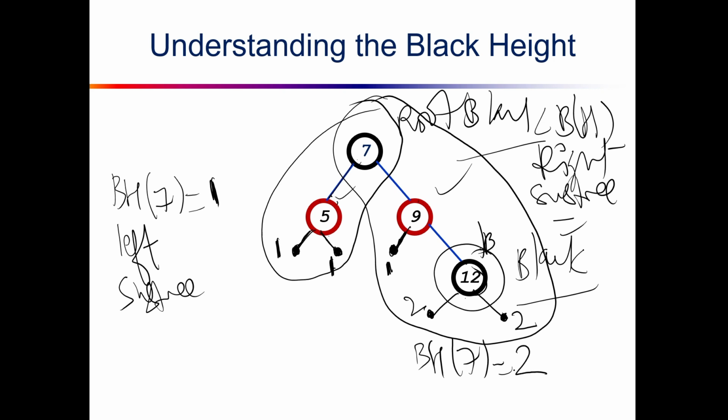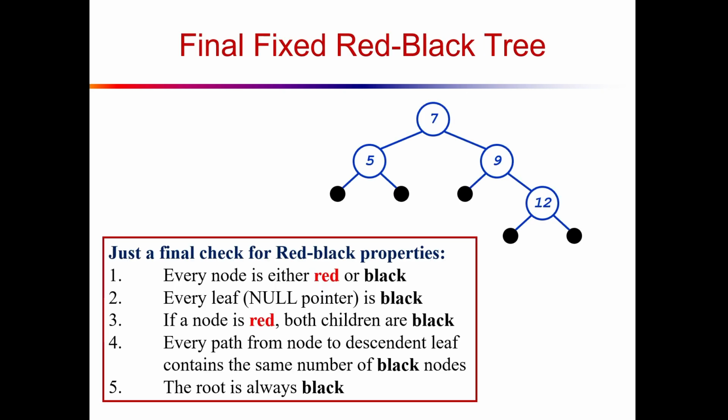So in this case, guys, the black height of node 7 for the left subtree is 1 and the black height of node 7 for the right subtree is 2, and that is inconsistent. That means this type of coloring is not acceptable because property number 4 should be complied with. Alright, then we need to recolor the tree again. So the only and the best alternative which we have is this, the final fixed red-black tree.